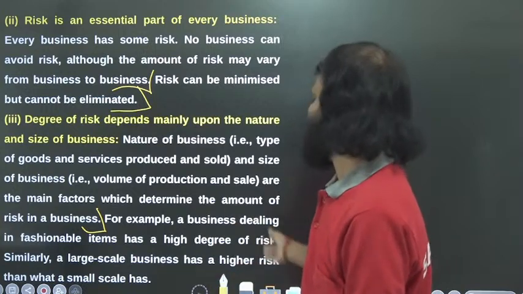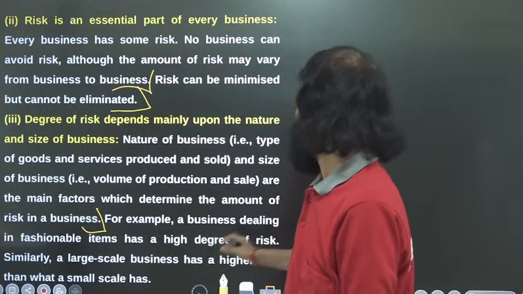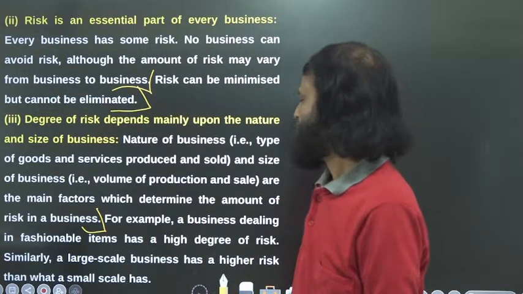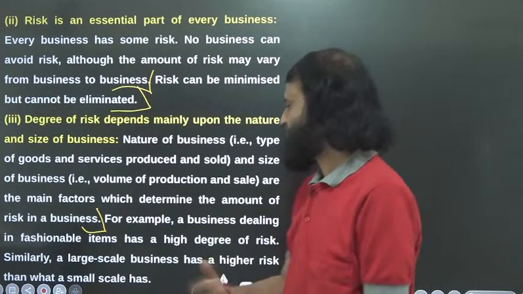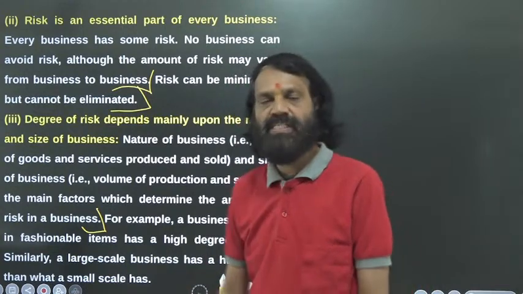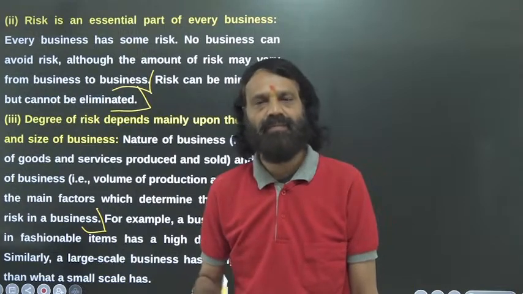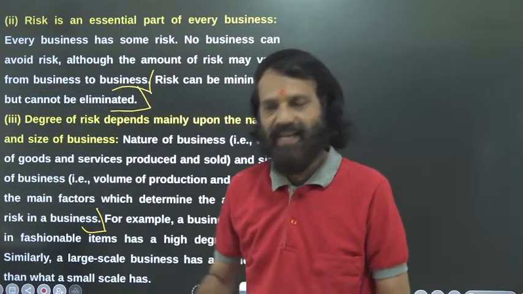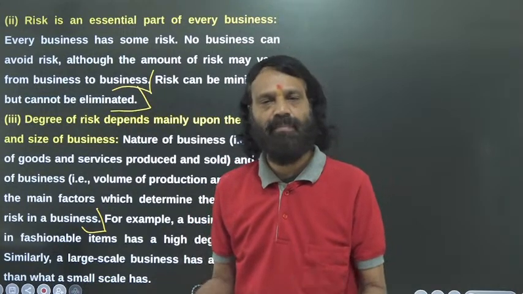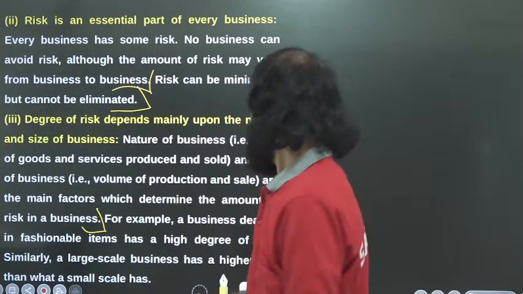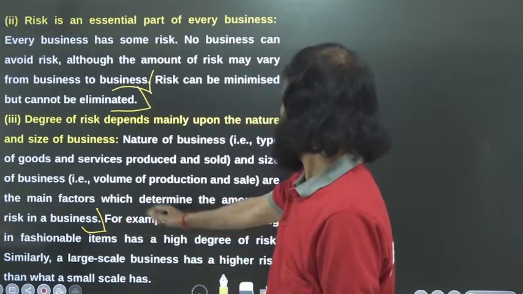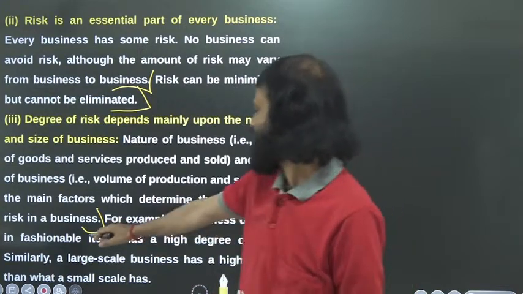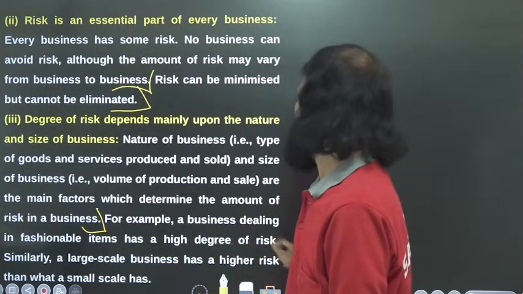For example, a business dealing in fashionable items has a high degree of risk. Every day the fashion is changing. Today's fashion may not be fashion tomorrow. So the company which invested a lot of money always faces a risk. They don't know what will happen. The very next day, the fashion may change. So a business dealing in fashionable items has a high degree of risk.